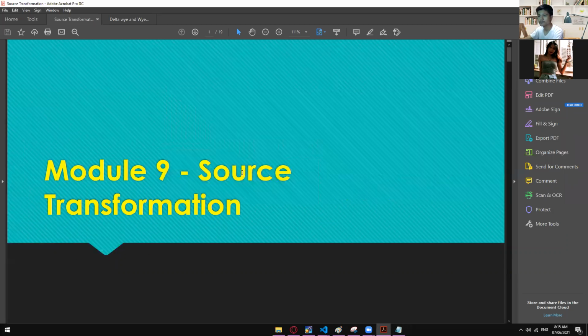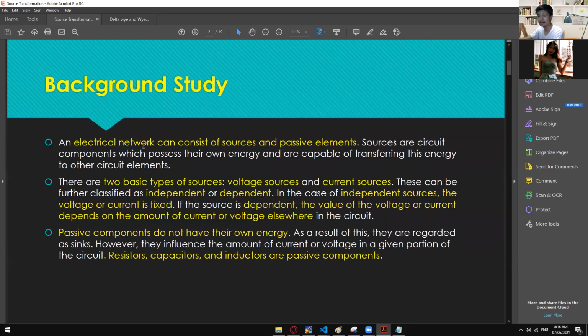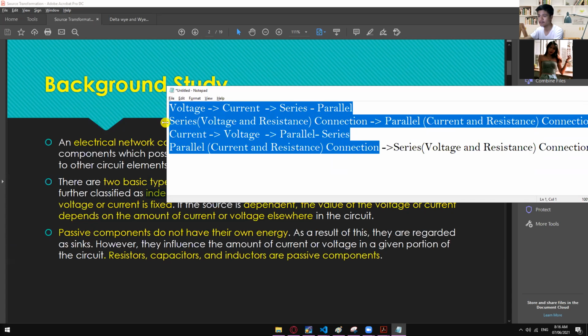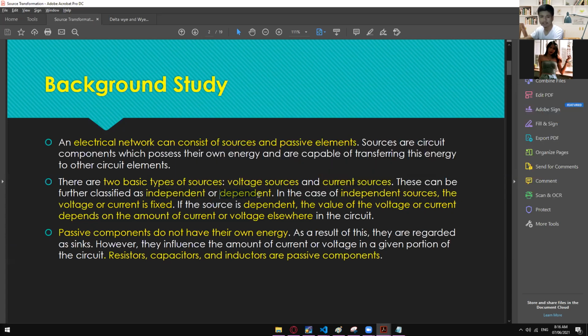Source transformation: an electrical network can consist of sources and passive elements. Sources are circuit components which possess their own energy and are capable of transferring this energy to other circuit elements. So you already know that the components that can transfer energy are sources. It could be a voltage or a current. There are two basic types, like what I said a while ago, a voltage and a current source. Again, it could be independent, like what we have here, and we also have dependent sources, wherein they depend on other components.